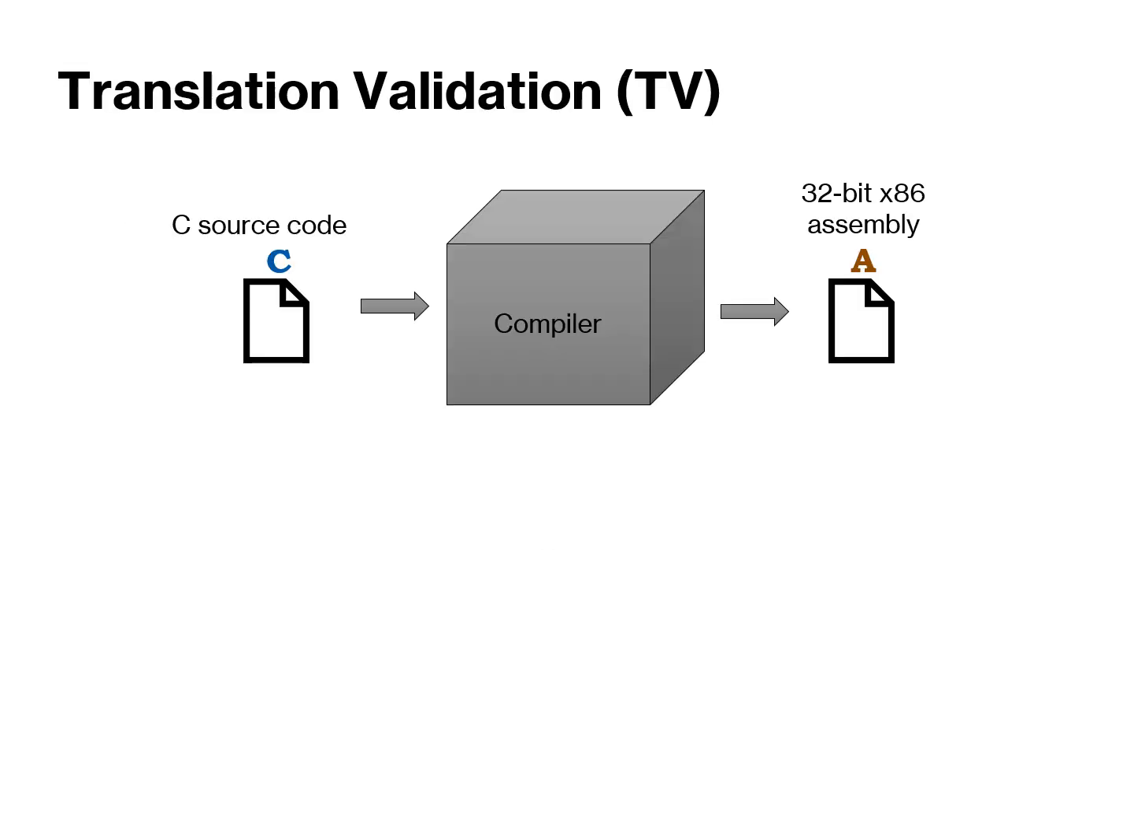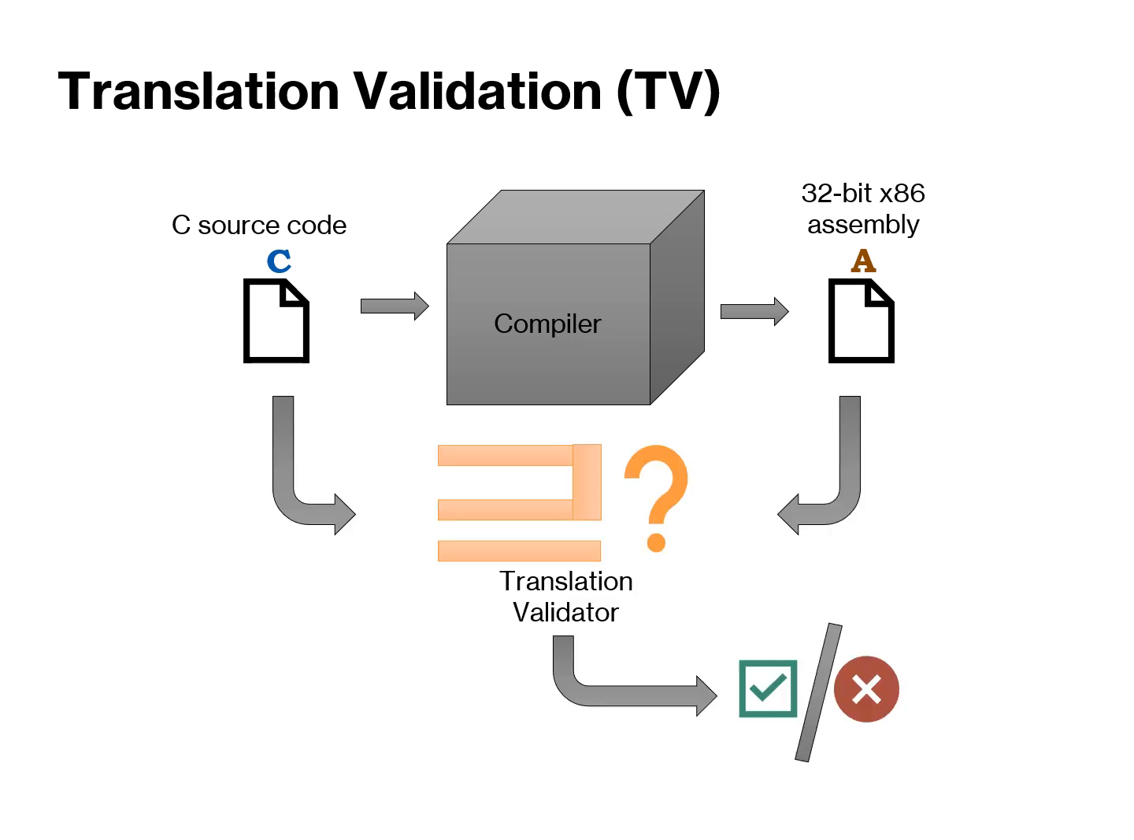Let's start with translation validation. A compiler takes a source program C, in this case C source code, as input and produces a target assembly program A, in this case 32-bit x86 assembly, as output. A translation validation tool, also known as a translation validator, takes both the C source code C and assembly A as input and produces a judgment on correct translation from C to A. The translation from C to A as performed by the compiler is correct if the translation validator asserts its correctness.